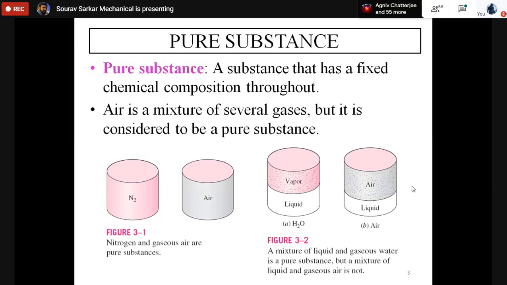This system is not a pure substance, because if we take a sample from the liquid, in that liquid you have only nitrogen and oxygen.